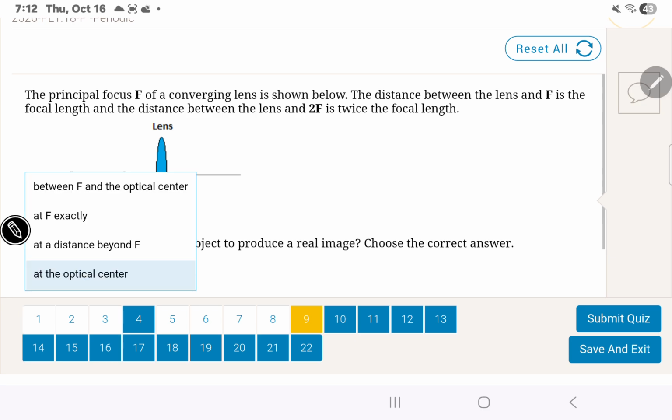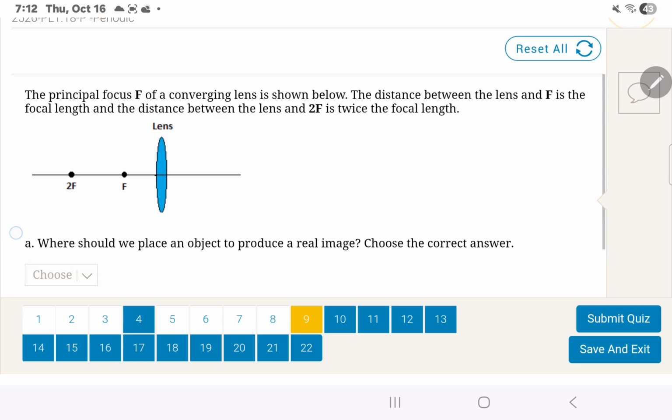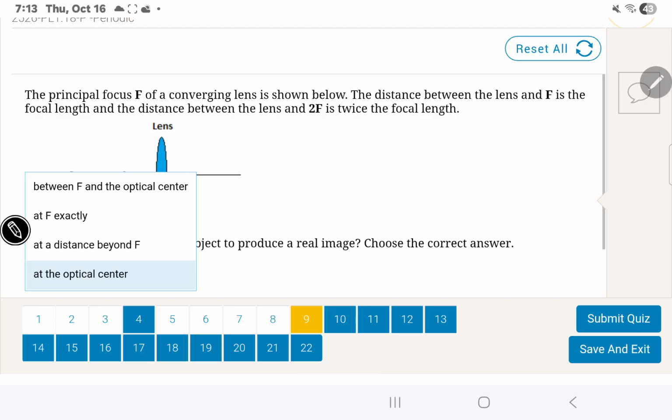To produce a real image, let me show you the options. Here it can produce a real image. Here it can produce a real image. And here it can produce a real image. While between the optical center and the focus, it can produce a virtual image. And if you put it exactly at F, which means here, no image is formed. So here we see between F and the optical center, no. At F exactly as we said, no image. At a distance beyond F, we choose this one.